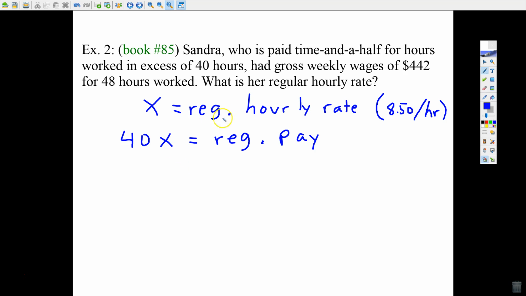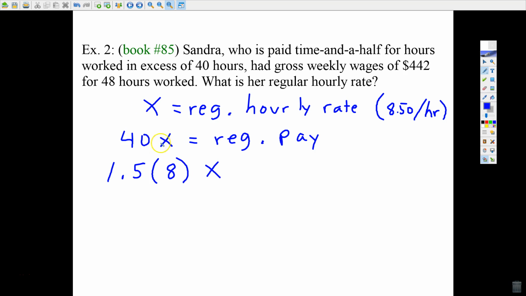Well, how do we come up with overtime? We're told that overtime is paid at time and a half. So if I represent regular pay like this, how can I represent overtime pay? Well, overtime is time and a half, which is like saying 1.5 times the number of hours worked over 40, which, how many in this case are hours over 40? 8. Times some rate, which we don't know yet. That's what we're trying to figure out.